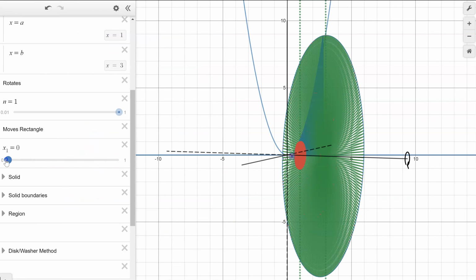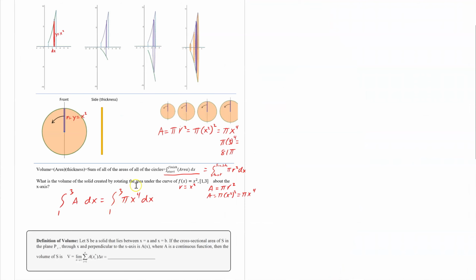So I love this picture, so I have to keep going back to it. So you can see it just go through the 1 to 3. All of these have an area of pi x to the 4th. That's pi x to the 4th with a thickness of dx. And it's going from 1 to 3 to add them all up. So that's what our integral here is doing, it's summing them up.